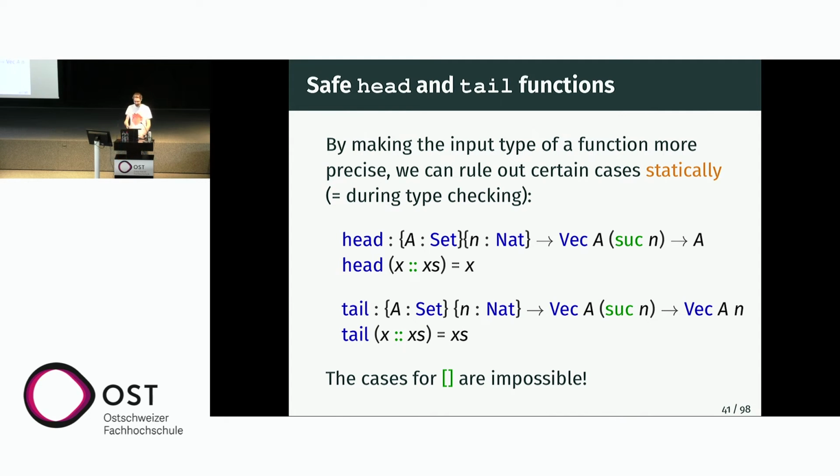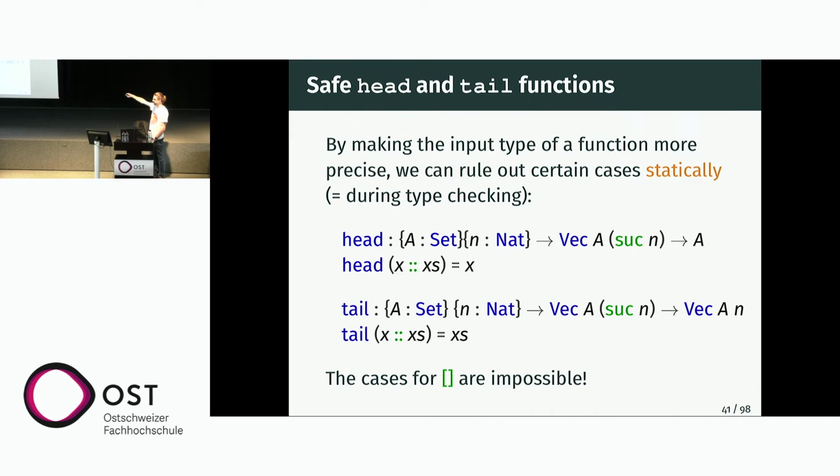So one further thing we can do now is, instead of giving a vector of length n as an input, suppose we want to define a head function. Well, we should only apply head to a vector that has length at least one, right? We don't want to apply head to an empty vector. Okay, so we can do that by just saying it has to be a successor in the type of the head.